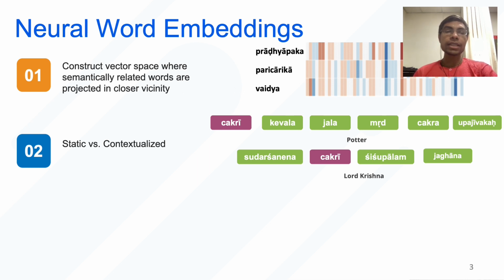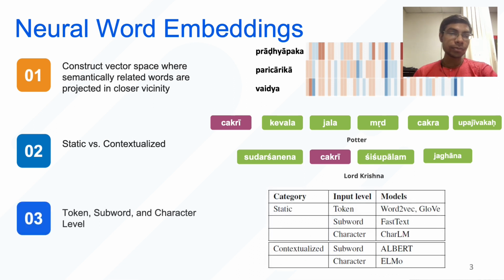So this is contextualization. Word embeddings we can further divide into three subcategories: token level, subword level, and character level. This categorization is based on the inputs that we consider. So in this work we have considered a total of 6 word embeddings, 4 for the static category and 2 for the contextualized category.